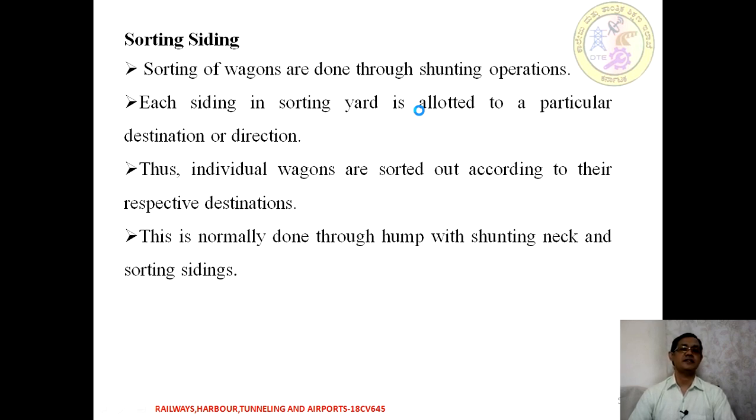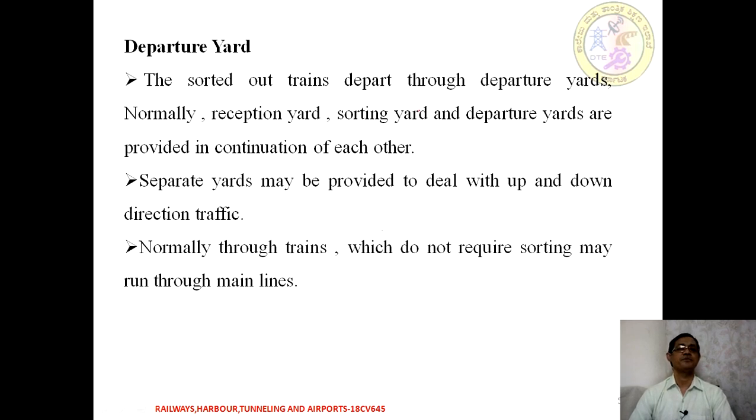Each siding in the sorting yard is allotted to a particular destination or direction as required. Thus, individual wagons are sorted according to their respective destinations. This is normally done through the hump with the shunting neck and sorting sidings.